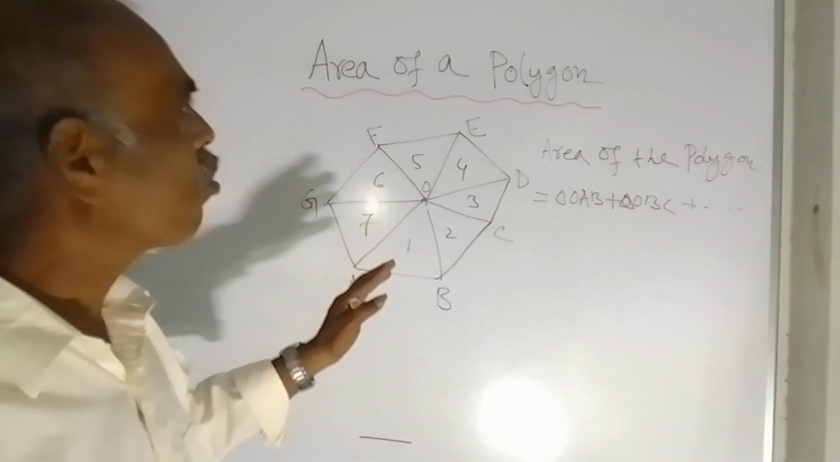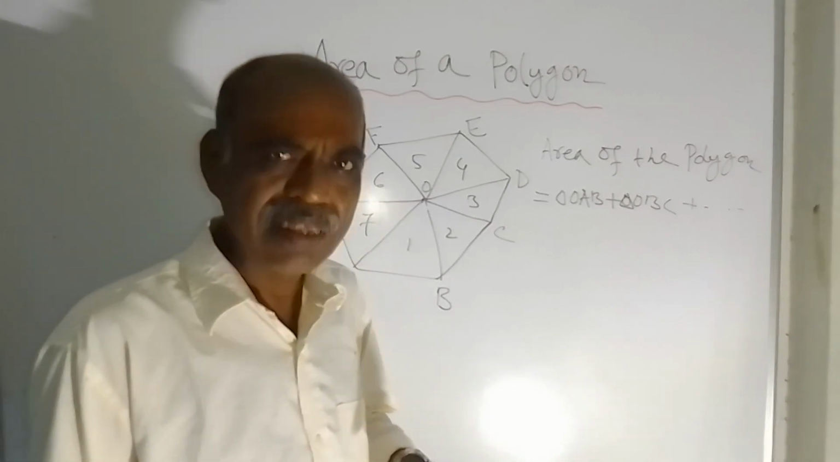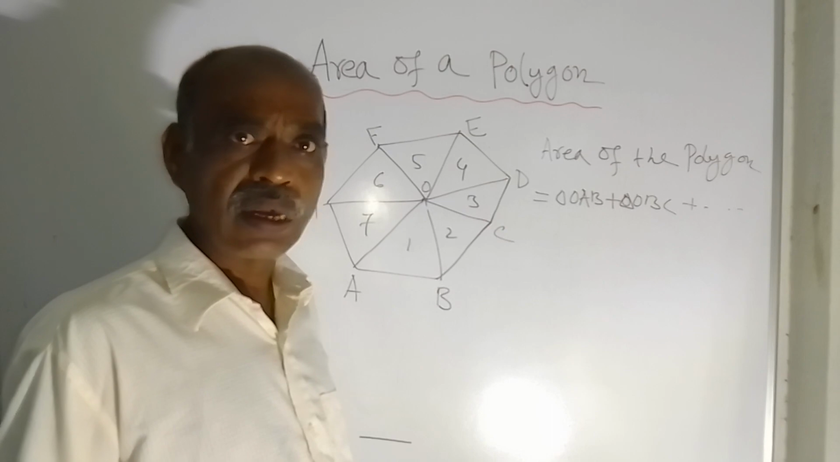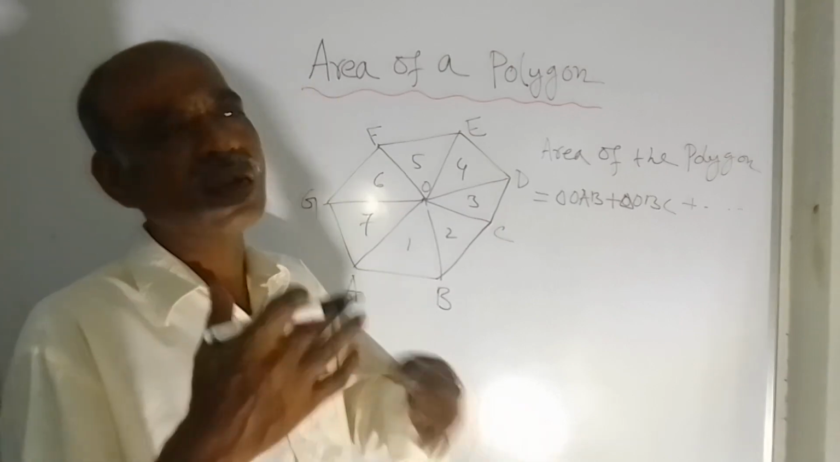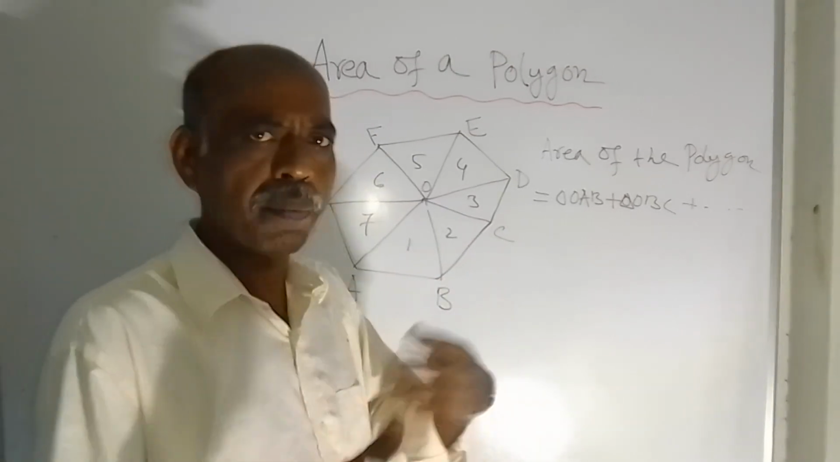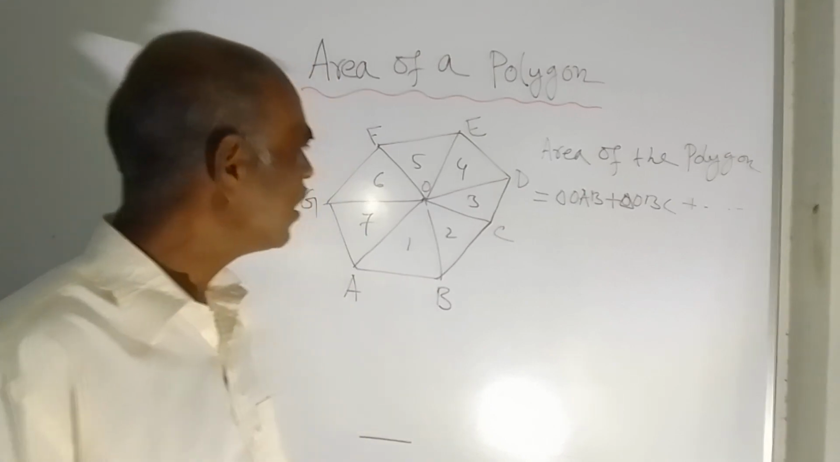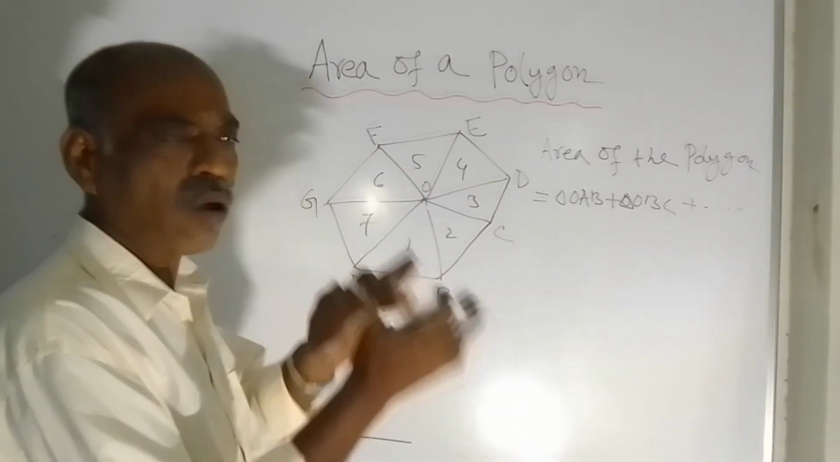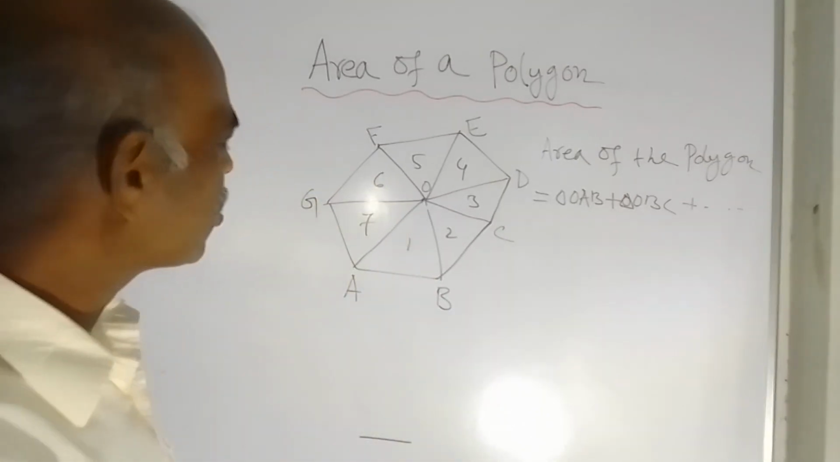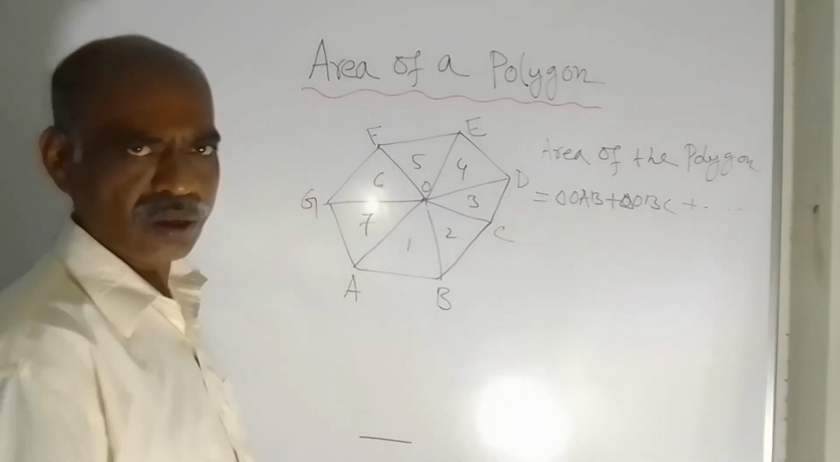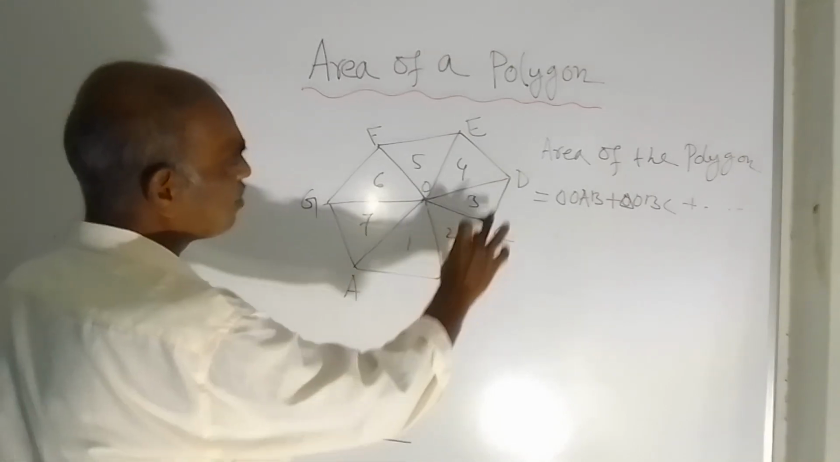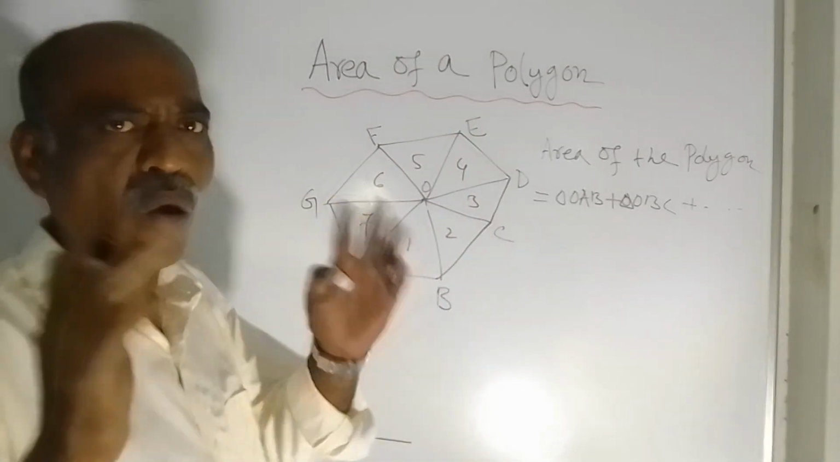But if the polygon is a regular one, means if all the side lengths are same, in that case you can make one formula to calculate the area of the polygon. Now suppose, just concentrate on this sketch. Suppose this is a regular one. If this is a regular one, that means all the side lengths AB, BC, CD, etc. all are same.